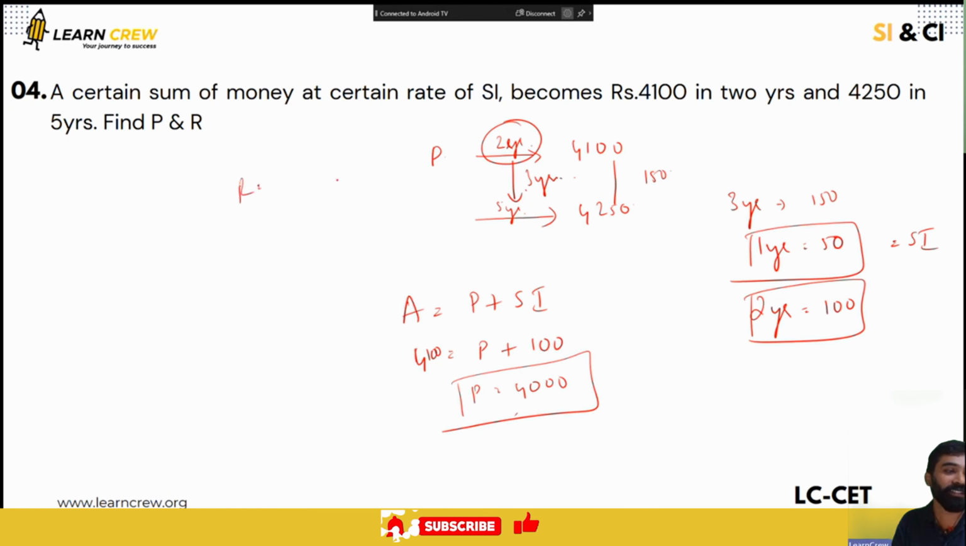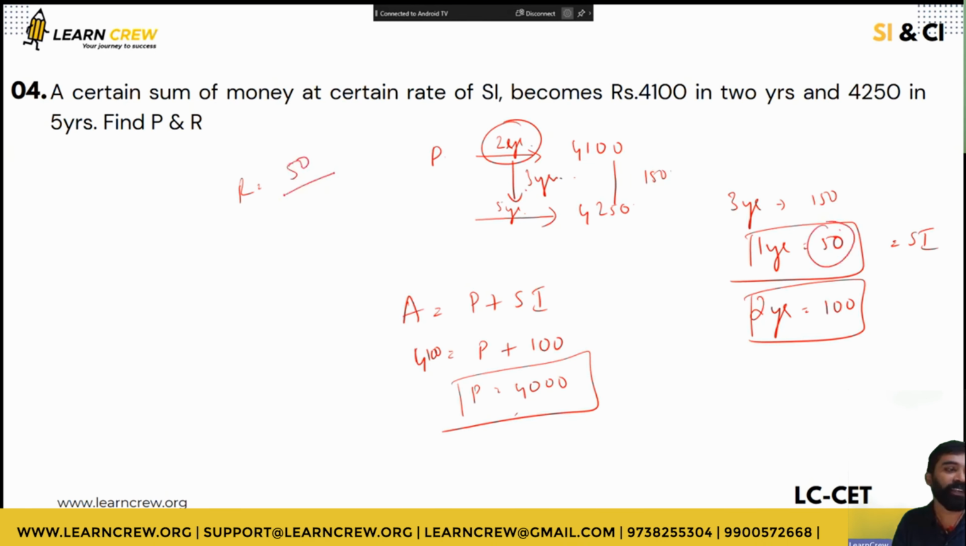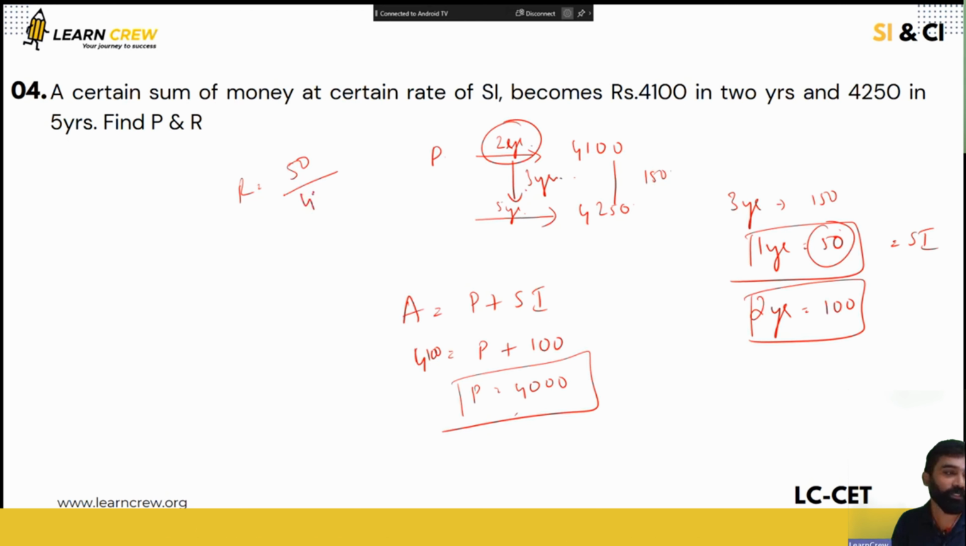What rate of interest? What is the interest percentage? What's the interest here? 50. Interest is 50. 50 divided by what's the principal? 4,000 into 100. This 0 cancels, 0 cancels. What is 5 by 4?